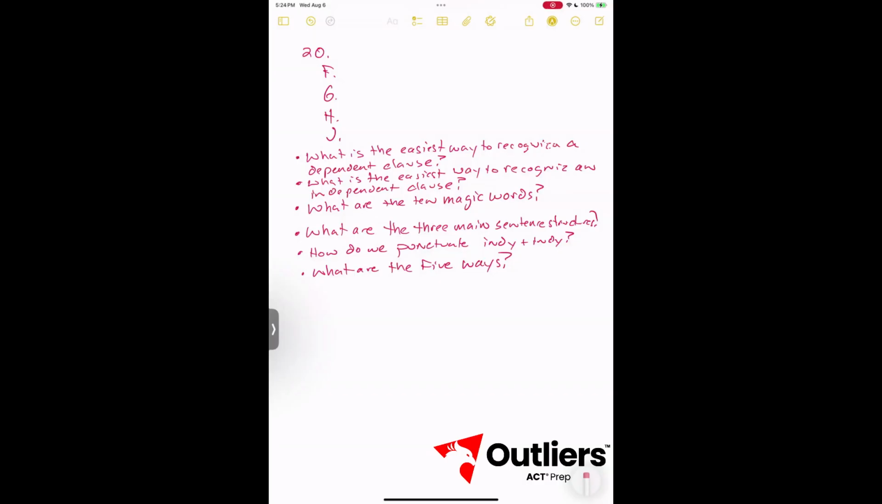Independent plus independent, independent plus dependent, and dependent plus independent. How do you punctuate independent plus independent? The 5 ways. What are the 5 ways? Comma fanboys, period, semicolon, em dash, colon. Okay, please note, comma fanboys is entirely something different than a comma. Please train your brain to see those things as 2 absolutely different ideas. A comma is something entirely separate from comma fanboys. You're not just adding a fanboys to a comma. Make it entirely separate as 2 different things, which will help your brain on the ACT.